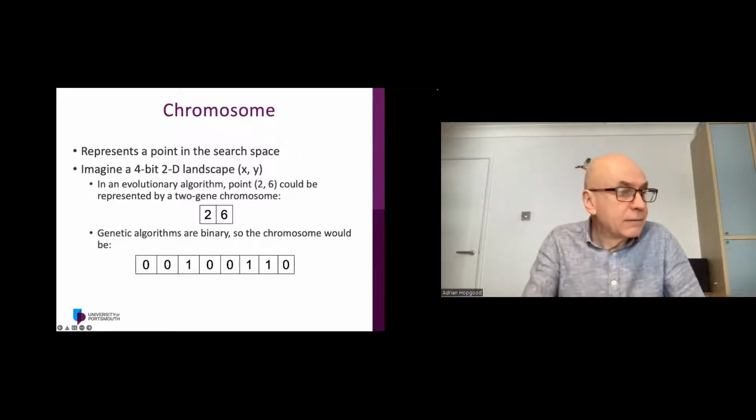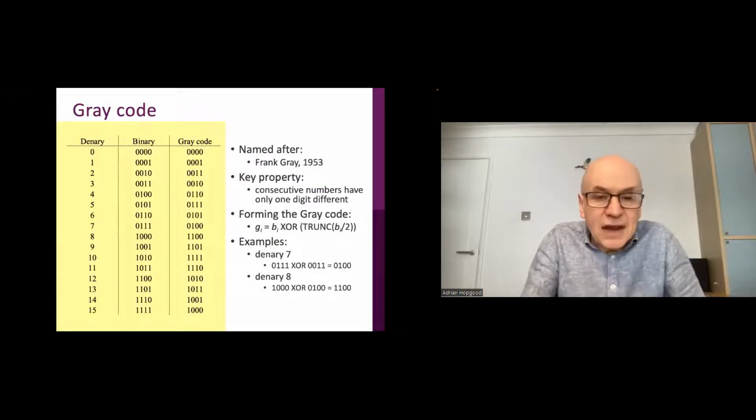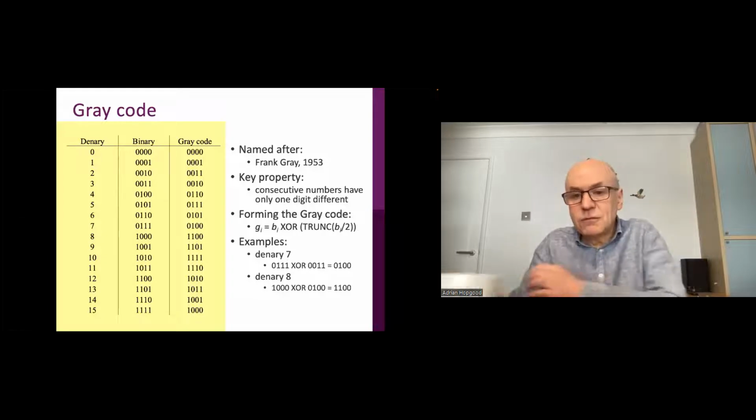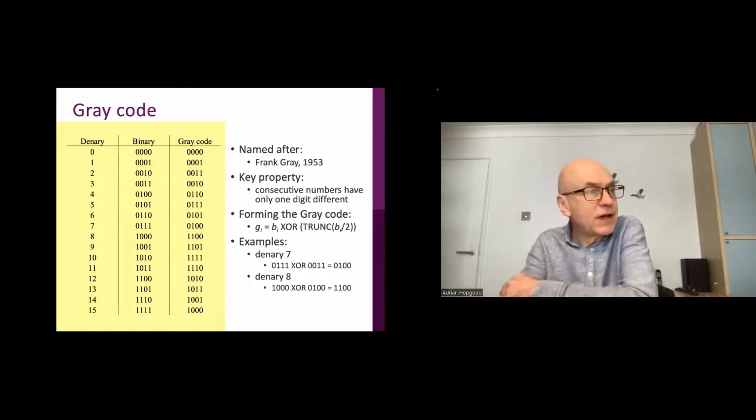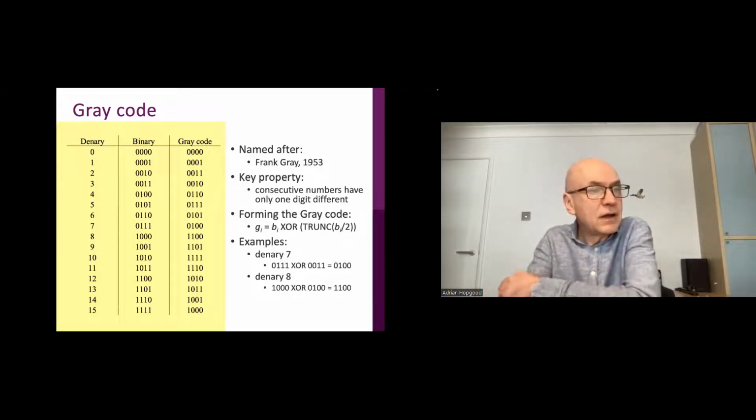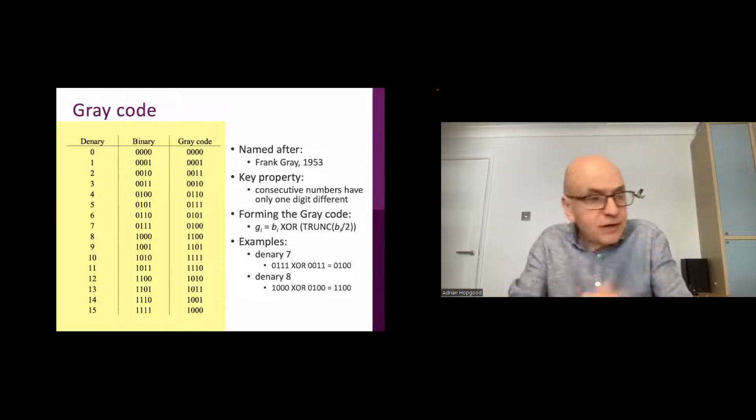But genetic algorithms are always binary. So using binary numbers, you would represent it as shown here, an 8-bit binary chromosome. In fact, in genetic algorithms, we don't normally use conventional binary coding. We tend to use coding called gray code.